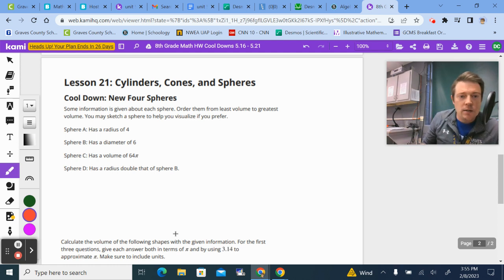And we're looking at spheres for lesson 21. I've got 4 different spheres here, A, B, C, and D, with different radius, diameter, volume, and stuff happening. Some of this information is given, and we've got to order them from the smallest to the largest in volume. We can sketch a sphere to help visualize if you need to, but I'm just going to do the sphere formula for each.